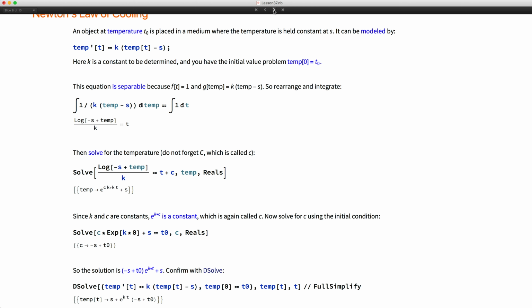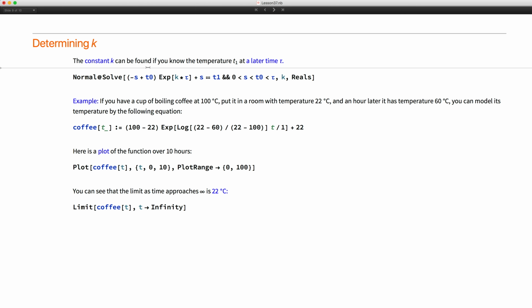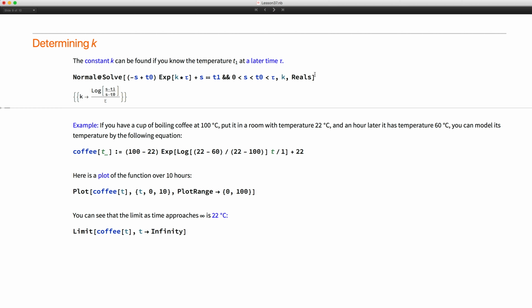Now, the question is, how to determine k? Well, to find k, what you need is the temperature T1 at some later time tau. So suppose you know that temperature, then you plug the values into the solution and you solve for k, and that is the expression for k. So the constant k is the logarithm of s minus t1 over s minus t0, over tau.